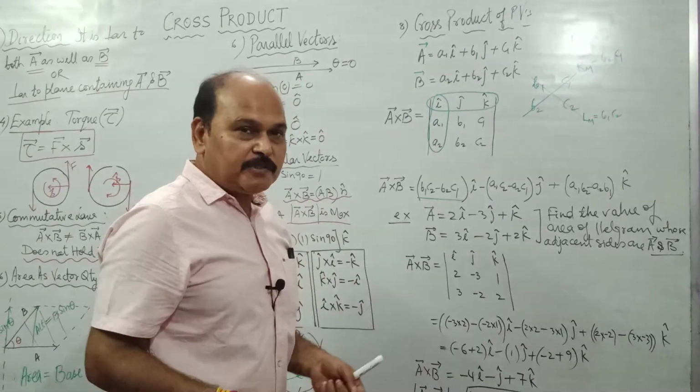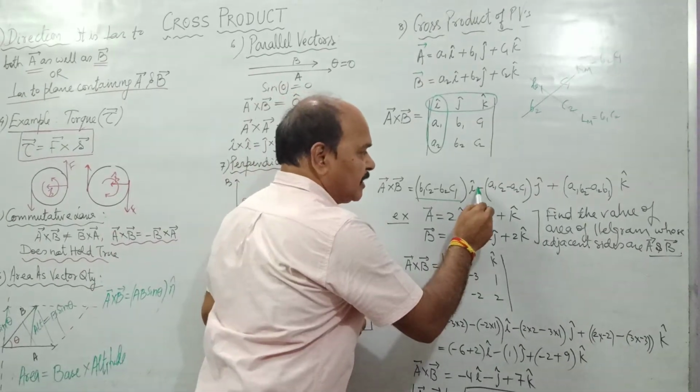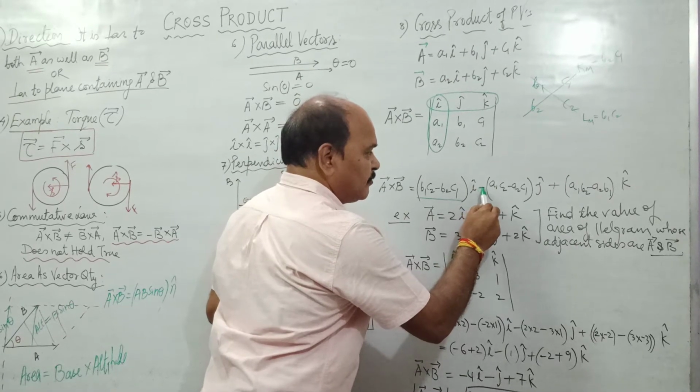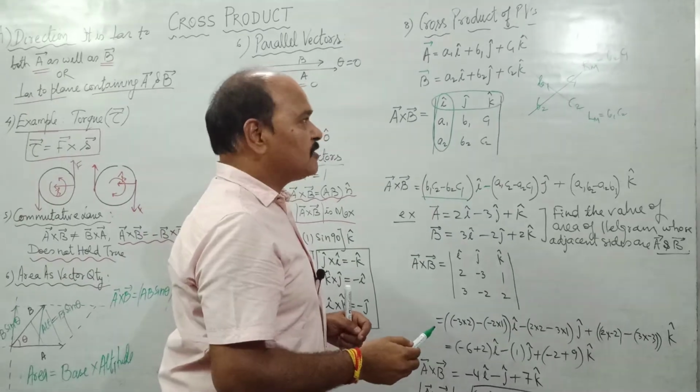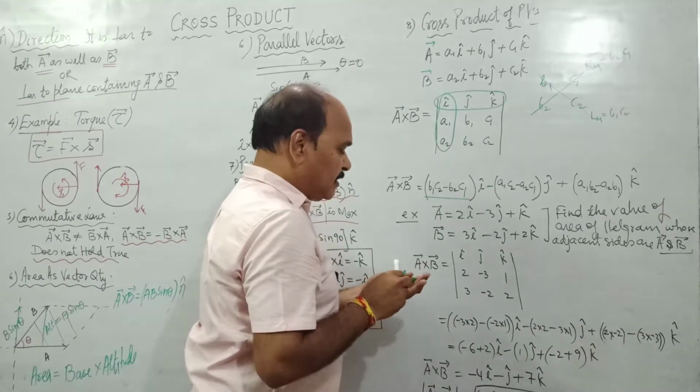For finding out the coefficient of J, remember we put here a negative sign. We do not put a positive sign. We put here a negative sign and then find out the coefficient of J. And what is coefficient of J? For coefficient of J, what do we do?